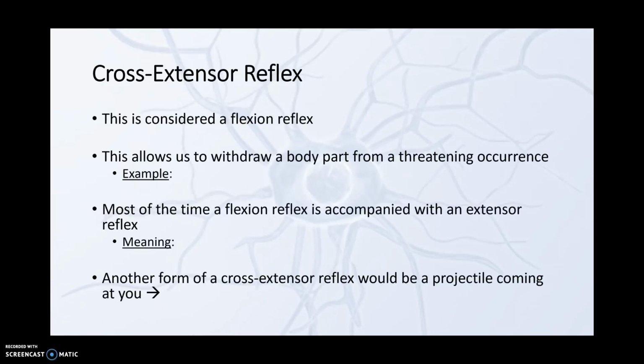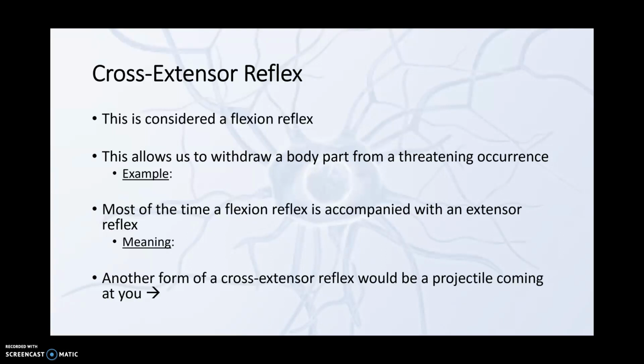Okay, so we're going to go over what a cross-extensor reflex is. This is considered a flexion reflex. This allows us to withdraw a body part from a threatening occurrence. So we're going to talk about something like we just said about something hot, but we're going to talk about a cross-extensor reflex. For example, you put your hand on something hot, your muscles are going to flex and pull away, and the extensor muscles are going to relax.